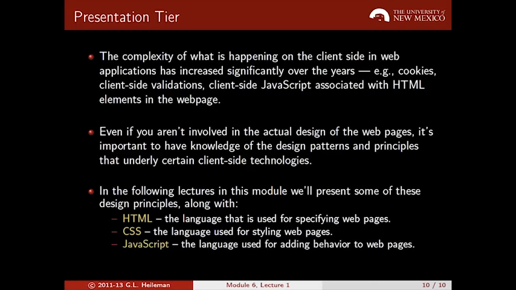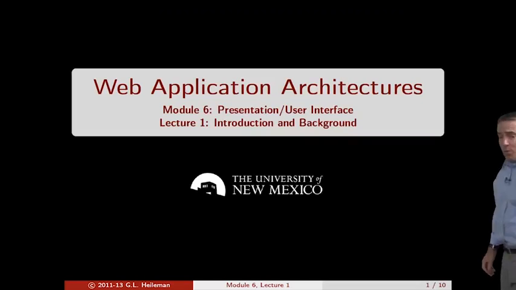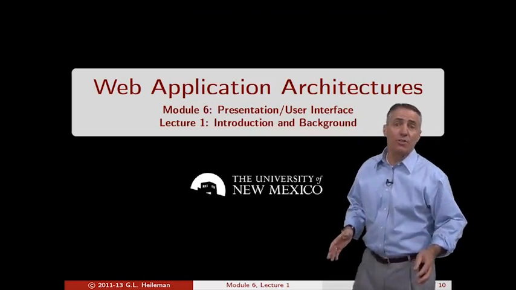And then the third is JavaScript. This is what's used for adding behaviors to web pages. When you click a button, something happens. And generally it's JavaScript that you use to specify what happens when buttons are clicked. So this is the notion of specifying the behaviors of the various elements on your web page. So this completes the introductory lecture for Module 6.